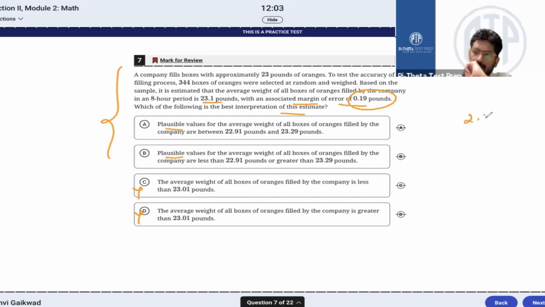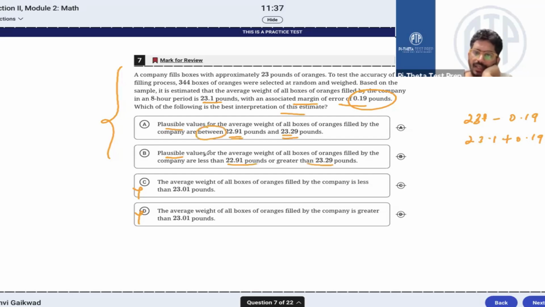And 23.1 minus 0.19 and 23.1 plus 0.19 will be our best interpretation of this estimate. So 23.1 minus 0.19 is basically 22.91, and 23.1 plus 0.19 is 23.29. But what they're telling you, plausible values for the average weight of boxes filled by the company are between, right?